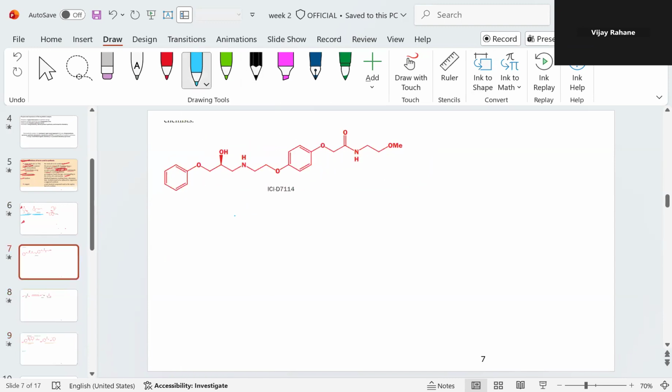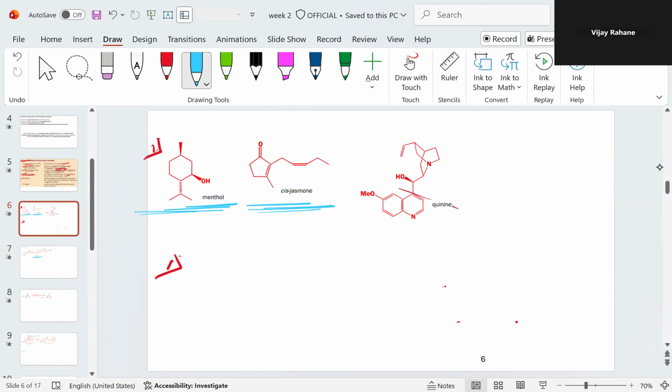We'll see the retrosynthesis of this natural product. So basically, let's say this is our target molecule now.